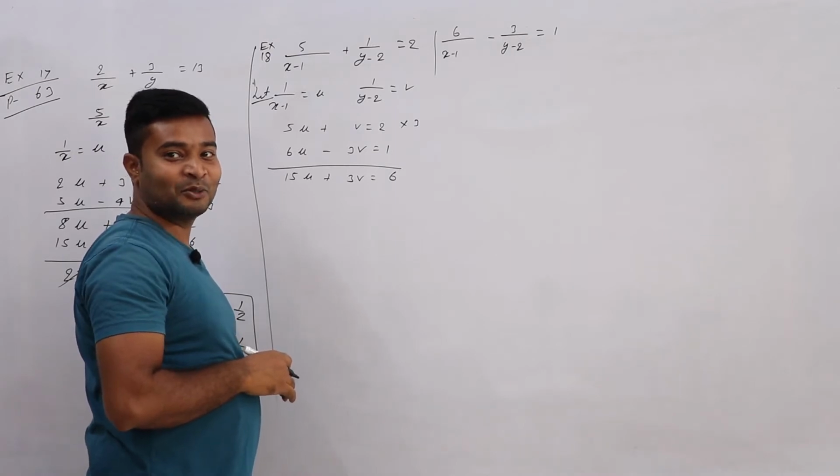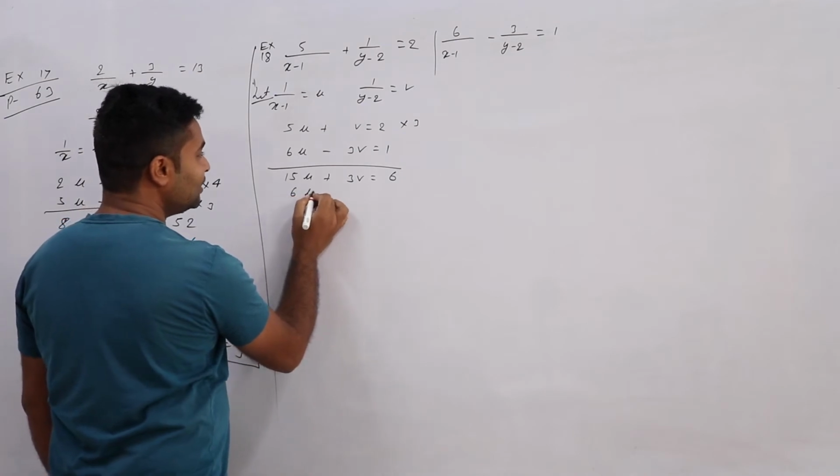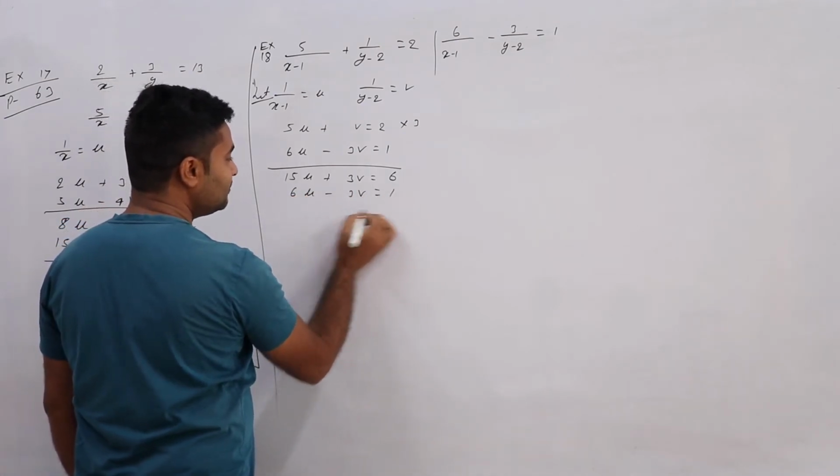I'm thinking next Nobel Prize you only will get. So here 6u minus 3v is equal to 1.